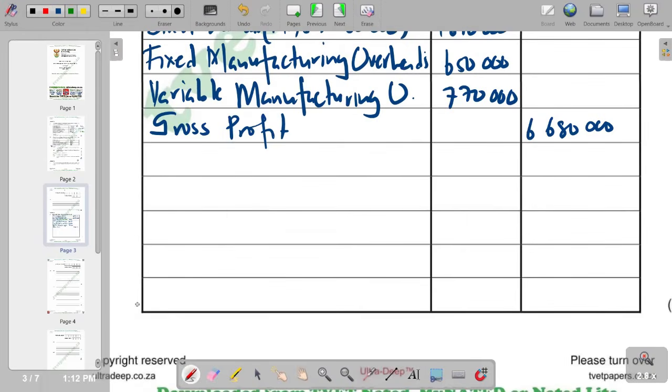Then from there, we are supposed to subtract other expenses, which we have as total selling and administration costs. Total selling and administration cost. And admin. So we check in terms of the values that we have for that.